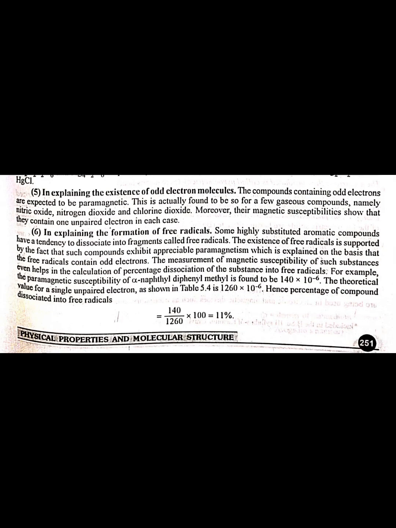Similarly, the formula of mercurous chloride is Hg2Cl2 and not HgCl. Number 5. In explaining the existence of odd electron molecules, the compounds containing odd electrons are expected to be paramagnetic. This is actually found to be so for a few gaseous compounds, namely nitric oxide, nitrogen dioxide, and chlorine dioxide. Moreover, their magnetic susceptibility shows that they contain one unpaired electron in each case.